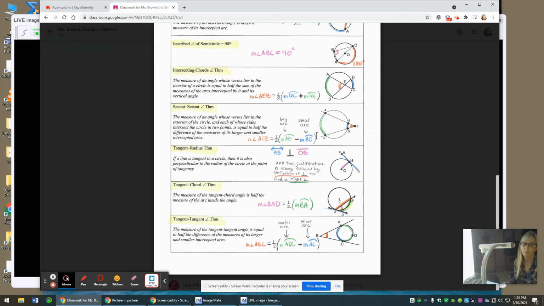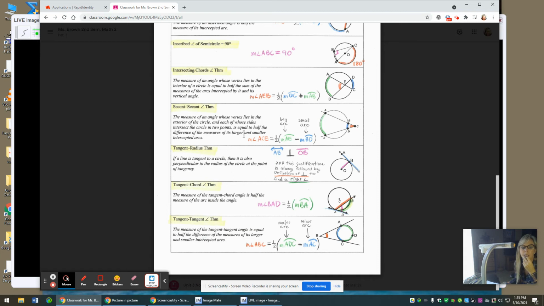That's called a secant. And it says here, the measure of an angle whose vertex lies in the exterior of the circle. They're talking about this angle here, angle C. And each of whose sides intersect the circle in 2 points. Those are the two secants. The two sides of that angle are the secants.